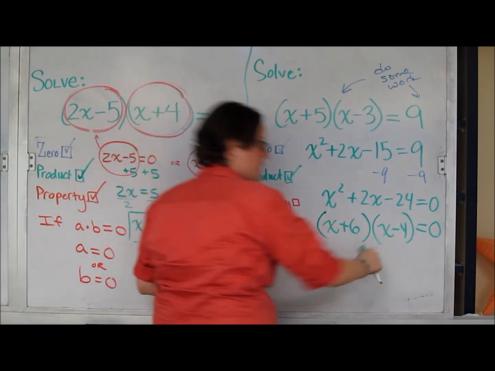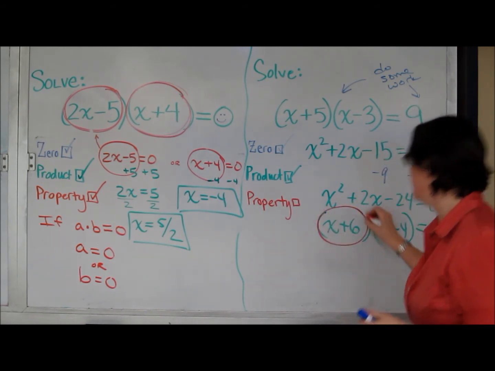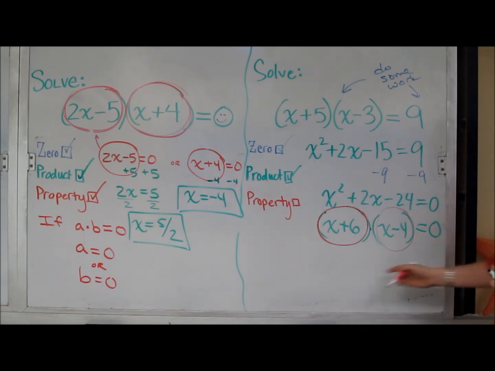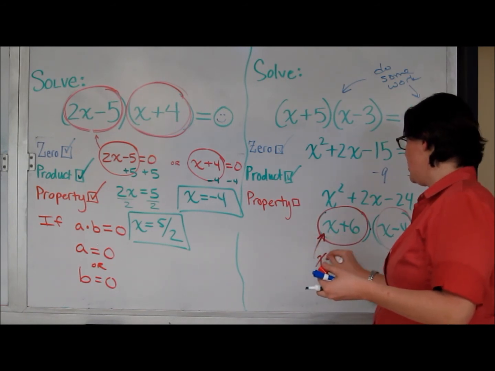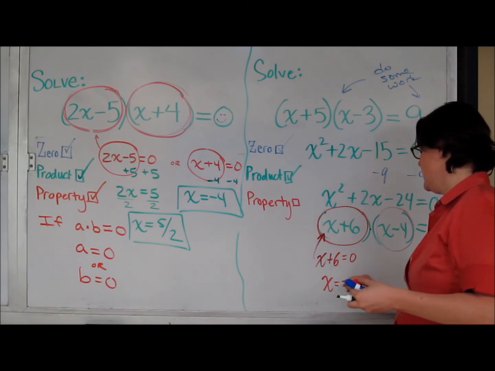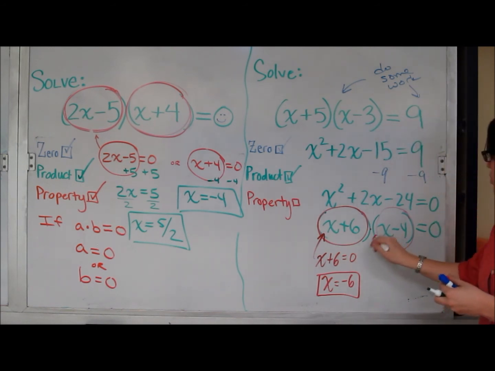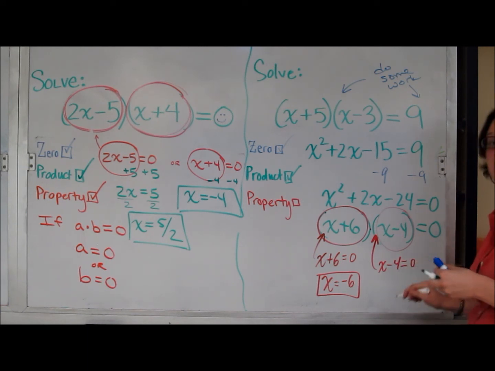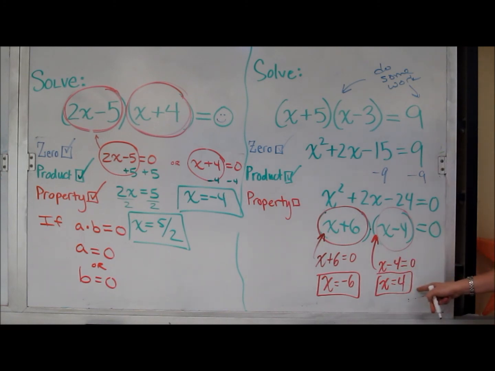I now have a product equal to 0. This entire quantity times this entire quantity equals 0. So one of those quantities must have been 0 in the first place. I know that x plus 6 will only equal 0 when x is negative 6. So that's one solution to this equation. I also know that this quantity, x minus 4, will only equal 0 when x is 4. So that's also a solution to this equation.